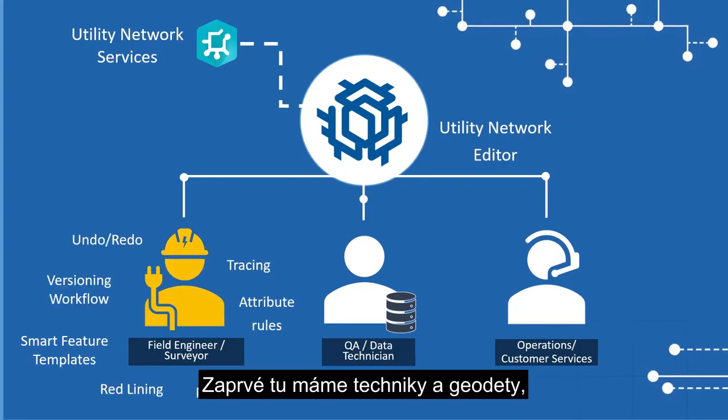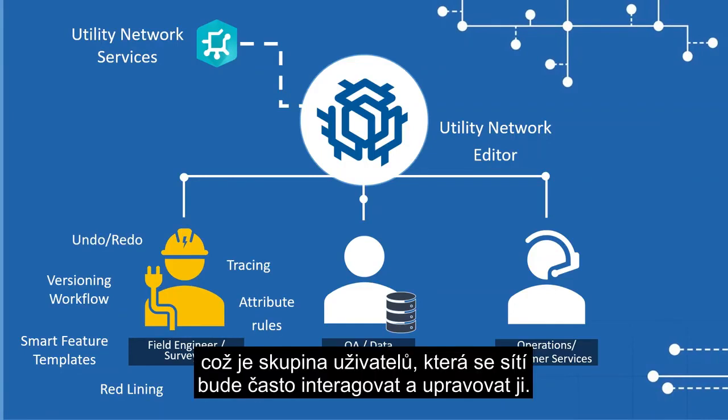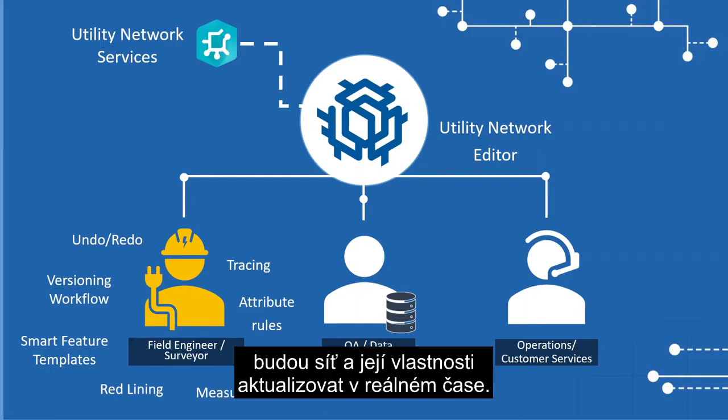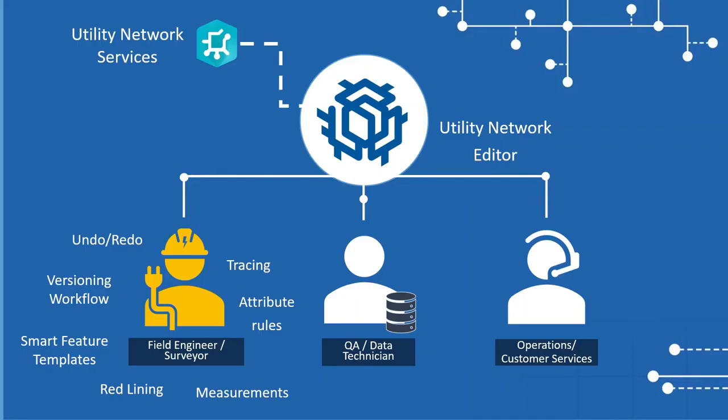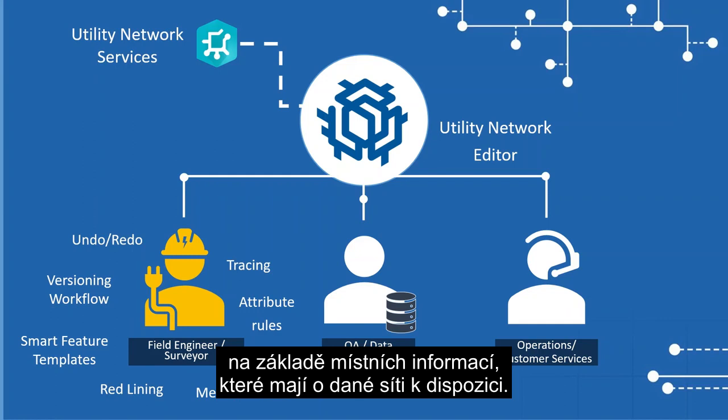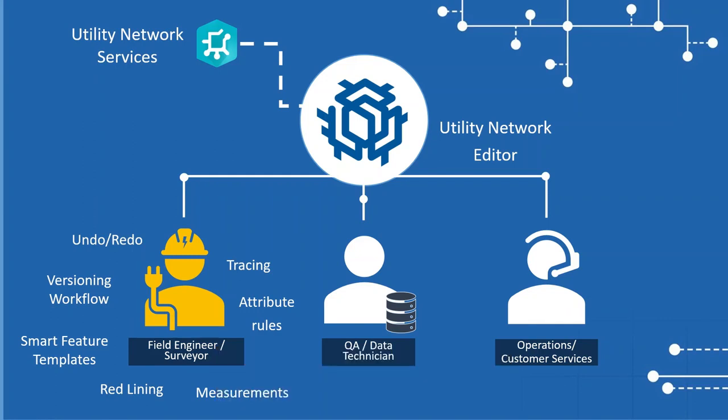First, take field engineers and surveyors. This is a user group which will constantly be interacting with and editing the network. They will be a source of lots of new raw data, updating the current state of the network and connectivity all in real time. It is also probable that they will be actively making decisions based on the local information they have on the network around them.